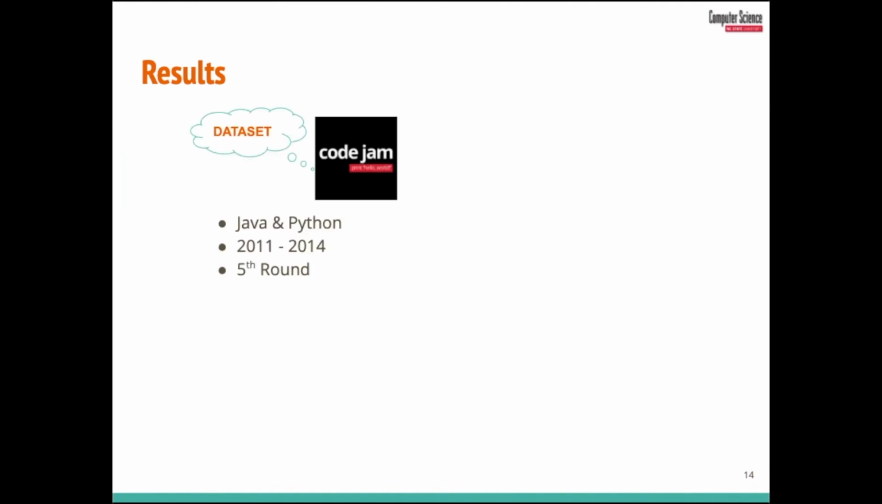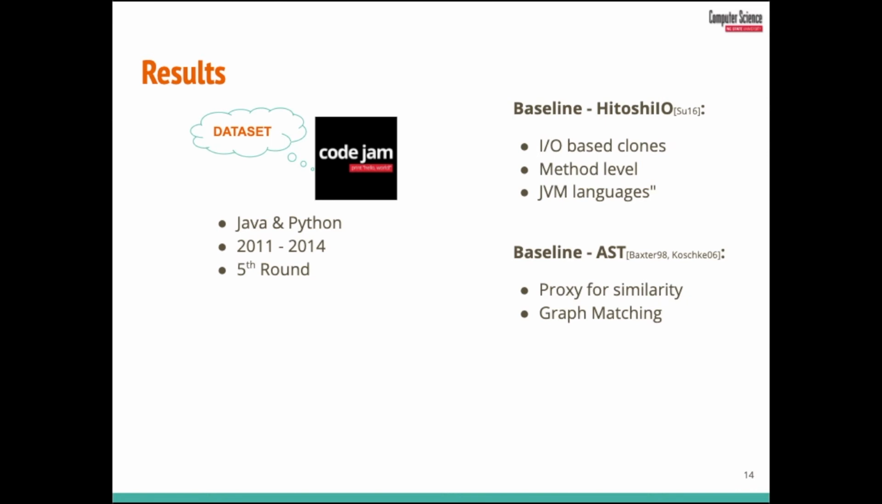Our experiments were performed on the valid Python and Java submissions from the fifth round of Google Code Jam for the years 2011 to 2014. We compared SLACC against Hitoshi IO, which detects Java clones at method level granularity in JVM-based languages using input-output behavior. Unfortunately, we did not find a functional clone detection technique for Python and cross-language code clone detection. Hence, we compared it against an ASD-based clone detection technique, which has been used as a benchmark earlier.